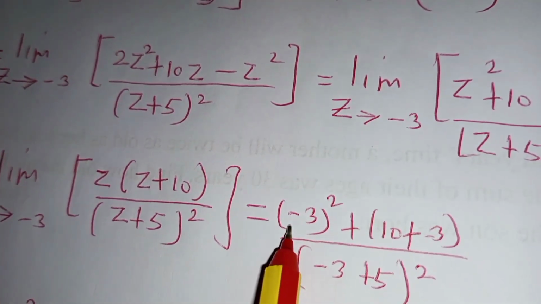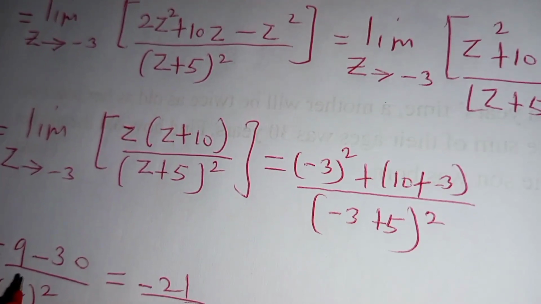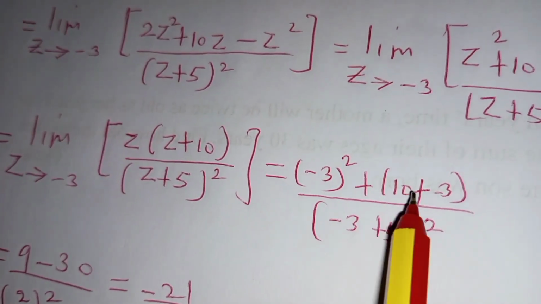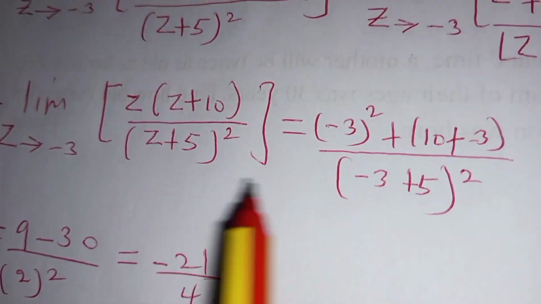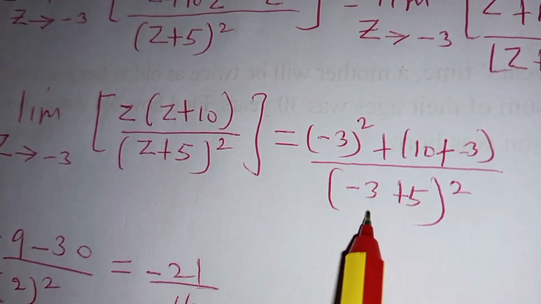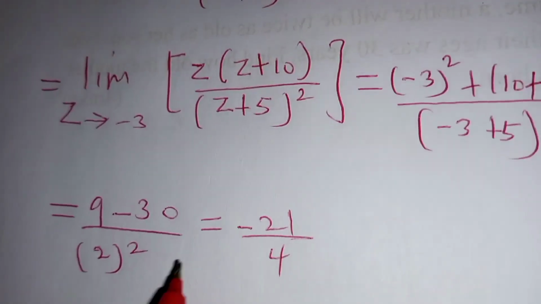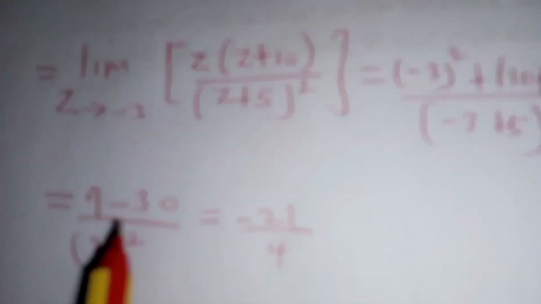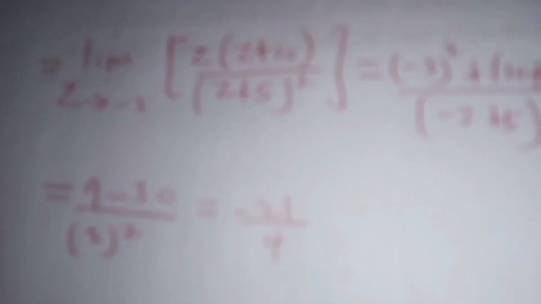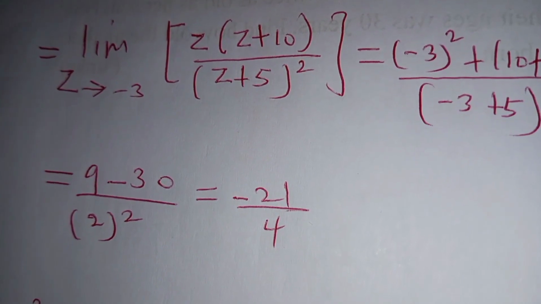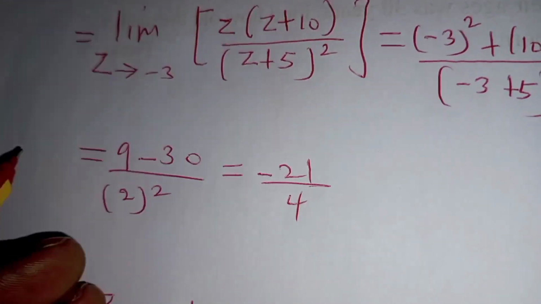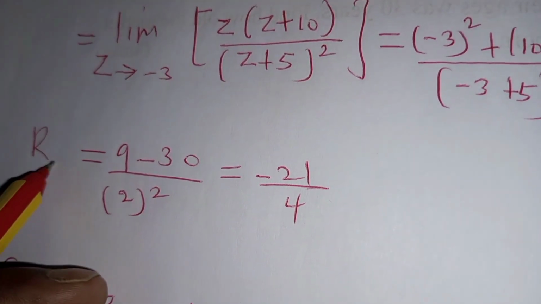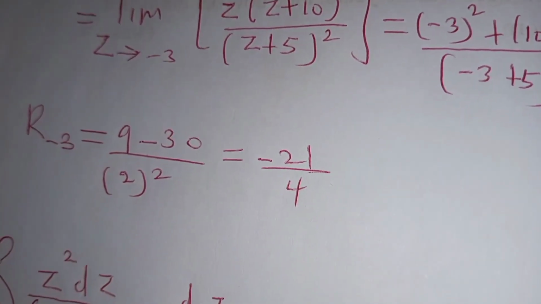So negative 3 squared will result to 9. 10 times negative 3 will give us negative 30. Then negative 3 plus 5 is 2. 2 squared is 4, as shown here. 9 minus 30 is negative 21, over 4. So this is the residue at the pole Z is equal to negative 3.